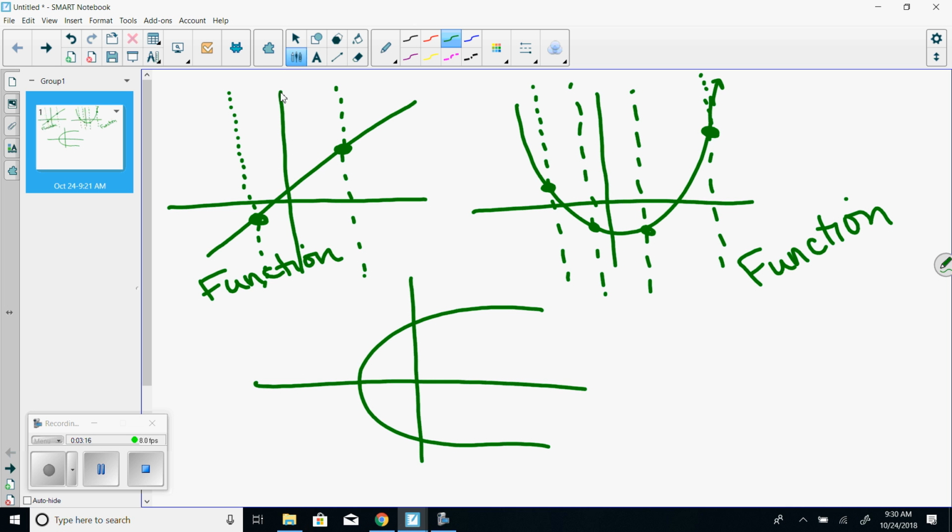Okay? So let's try this one. Well, here it's touching the graph in two places, right? So that means for every input, which would be an x, I'm having two y's. So for every input of an x, I'm getting this y and this y. So I'm having two outputs for one input. Okay, one x, two y's. Not a function.